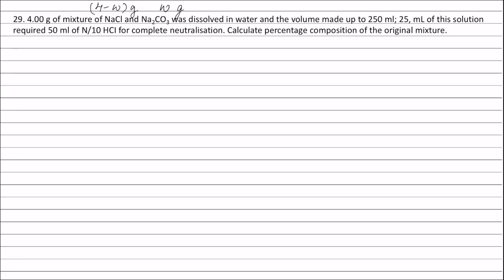Now, out of NaCl and Na2CO3, only Na2CO3 will react with HCl. The reaction will be Na2CO3 plus HCl forming NaCl plus H2O plus CO2. Now, equivalent weight of sodium carbonate is molecular weight of sodium carbonate, that is 106, divided by valency factor of sodium carbonate, that is 2, and this is equal to 53.